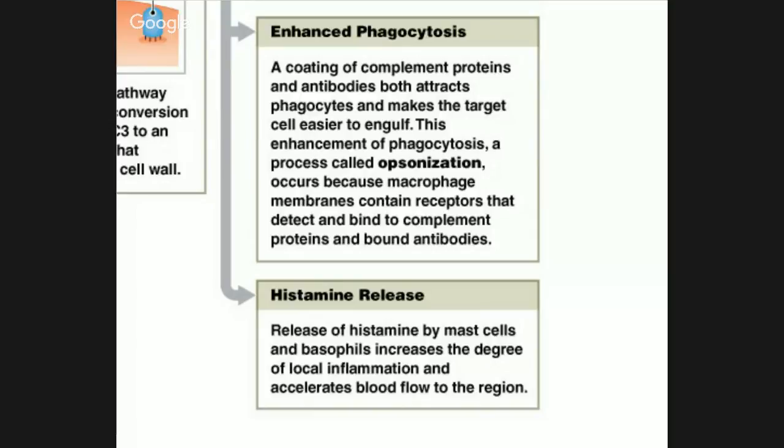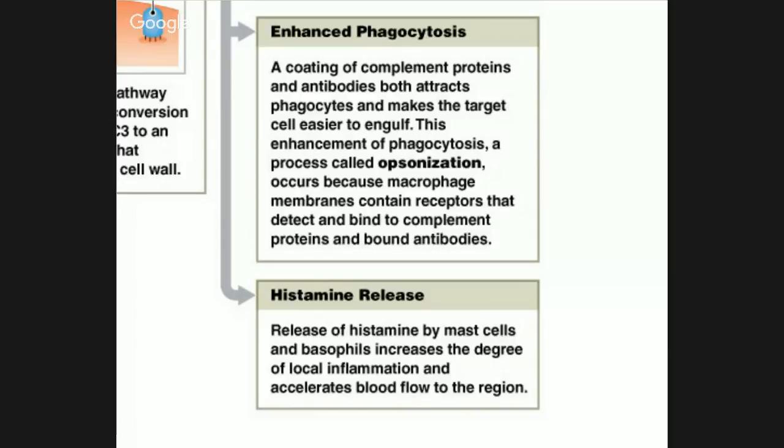And then the other thing that complement can do is it can cause histamine release. Now the cells that release histamine are called mast cells. We saw them last time. They're activated and cause inflammatory response. So complement can actually cause mast cells to release histamine, which will increase inflammation. It doesn't say here, and I don't think in our book it says either, what causes that. Actually, what causes it is C3a, the fragment that gets lost in this particular picture.